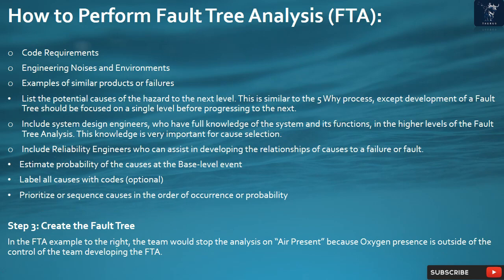List the potential causes of the hazard to the next level. This is similar to the 5 Why process, except development of a fault tree should be focused on a single level before progressing to the next. Include system design engineers, who have full knowledge of the system and its functions, in the higher levels of the fault tree analysis. This knowledge is very important for cause selection. Include reliability engineers who can assist in developing the relationships of causes to a failure or fault.